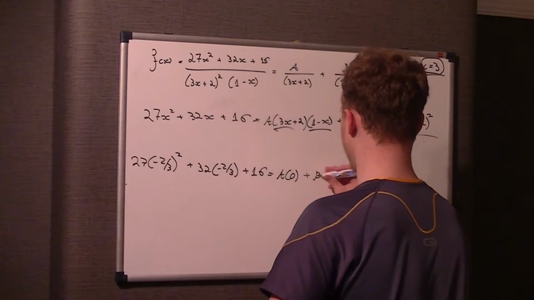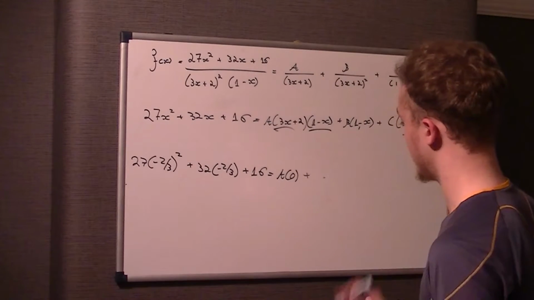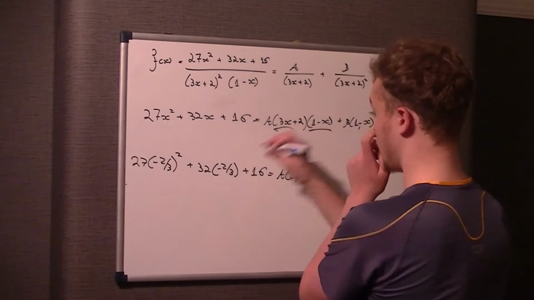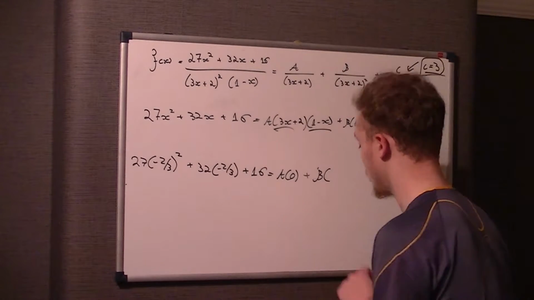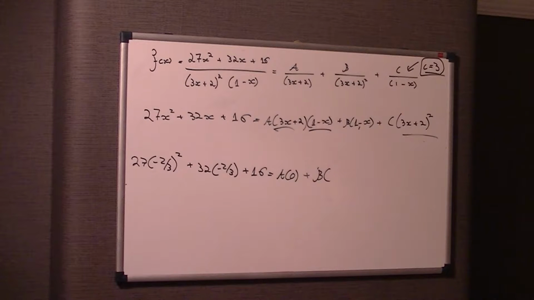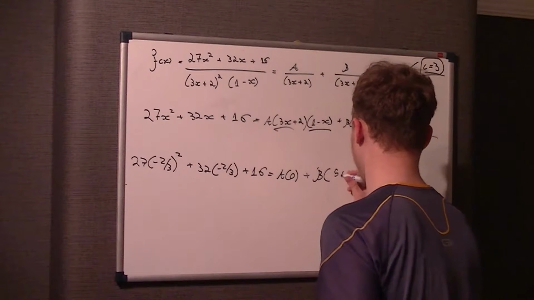So write b times 0. Oh, sorry, b times 0. So we want to find the value of b. If we let x equal minus 2/3, well, it's 1 take minus 2/3. In other words, it's 1 plus 2/3, which is obviously 3 over 3 plus 2 over 3, which is 5/3.